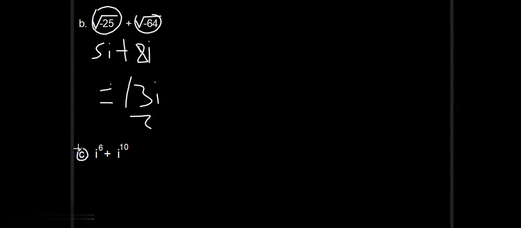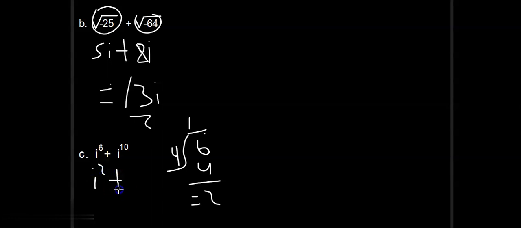When you come to C, it is also different from the previous questions. I told you about this sort of thing in the basics of complex numbers video that I did previously. So for this one, I'm going to divide 6 by 4. It goes 1 time, 1 times 4 is 4, and the remainder will be 2. So i to the 6 is equal to i to the 2. Then for i to the 10, when you divide 10 by 4, you get 2, which is 8, so my remainder will be 2. All the time, your remainder will be your exponent.